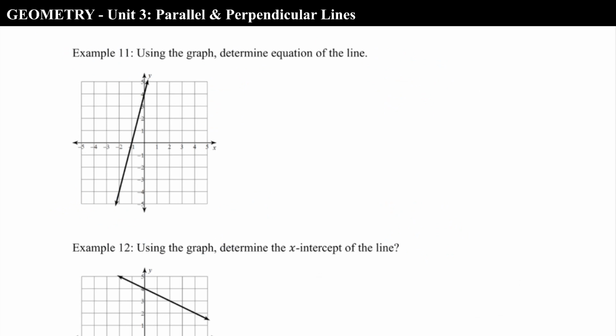All right, let's take a look at this graph to determine the equation of the line. So we need a couple of pieces of information. We need our slope, so that's going to be 1, 2, 3, 4, rise of 4, run of 1, so our slope is 4. Our y-intercept also happens to be 4, so if we put it into y equals mx plus b, we get y equals 4x plus 4.